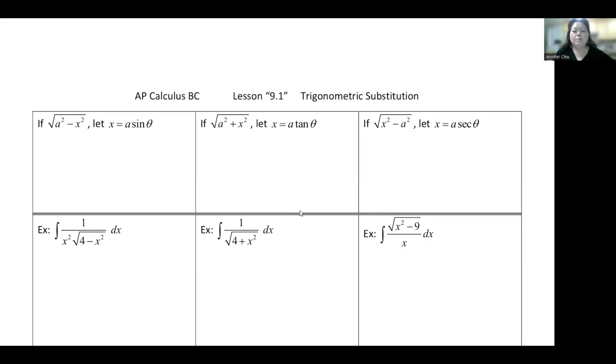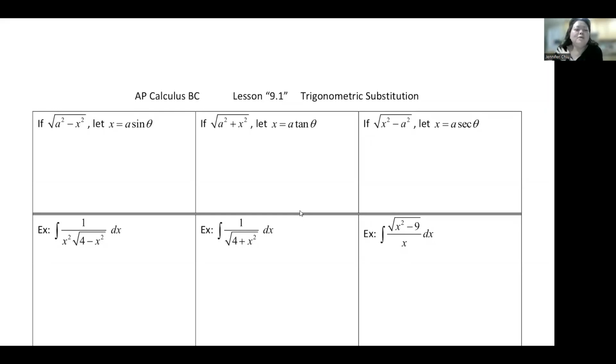Okay, this is lesson 9.1. Not an official 9.1, kind of like before. This is a topic that is useful for the AP preparation, but it's not necessarily introduced in our textbook. So we're borrowing this 9.1 from a different textbook to supplement this.